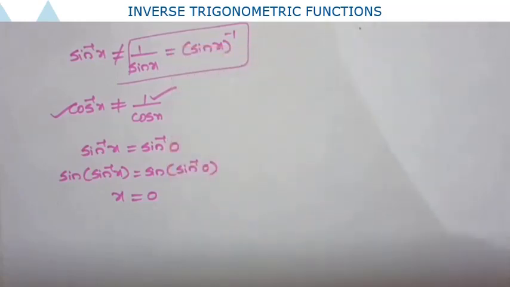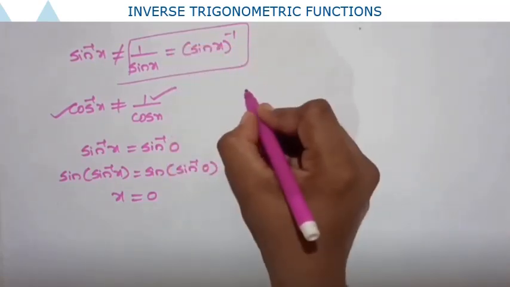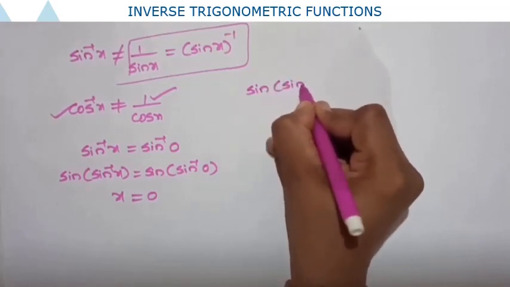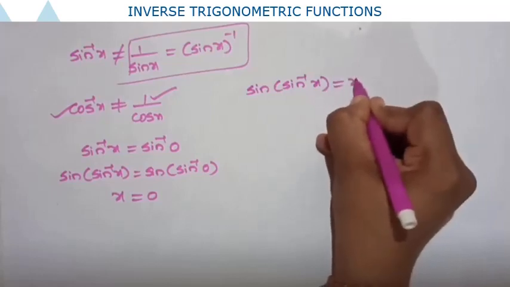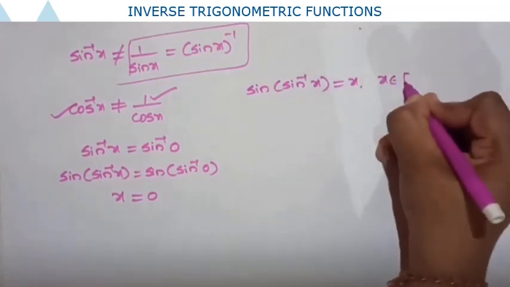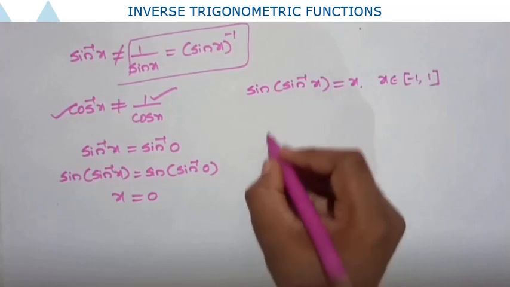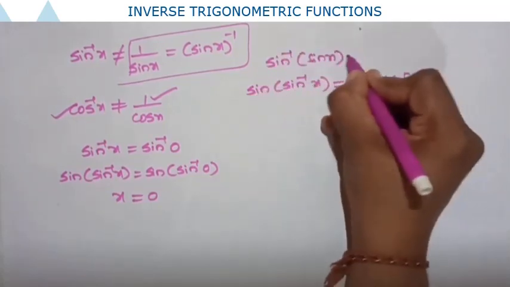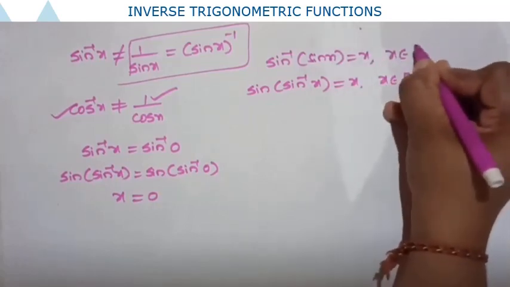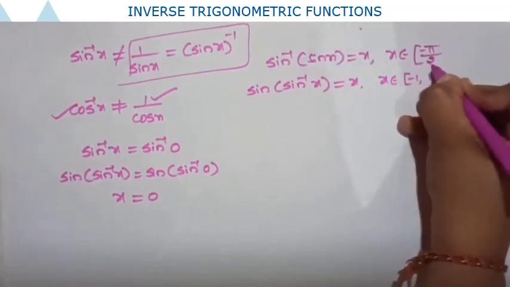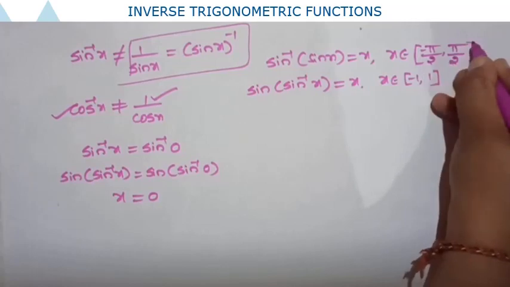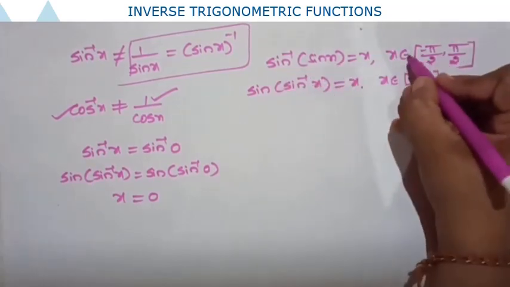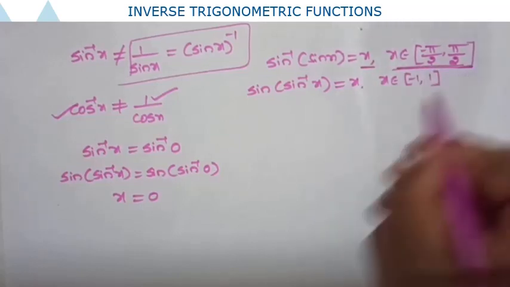And whenever you are using the properties, let me consider property number 1. Sine of sine inverse x equals x, where x should belong to the closed interval minus 1 to 1. And sine inverse of sine x equals x, where x should belong to the closed interval minus pi by 2 to plus pi by 2. You should know where your x should belong. This interval is very important.